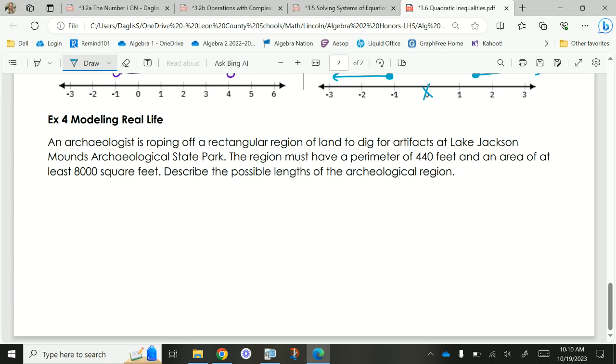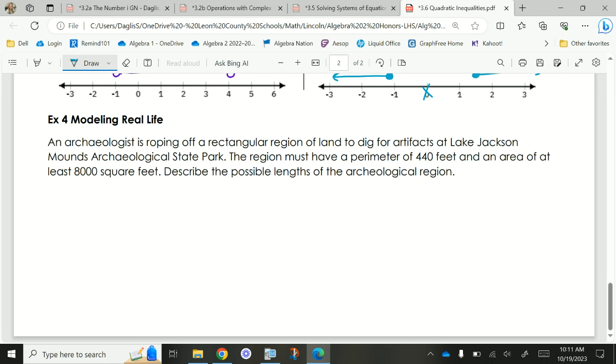All right. An archaeologist is roping off a rectangular region of land to dig for artifacts at Lake Jackson Mounds State Park. The region must have a perimeter of 440 feet and an area of at least 8,000 square feet. Describe the possible lengths of the archaeological region. So we're going back to some geometry, some Algebra 1 here.